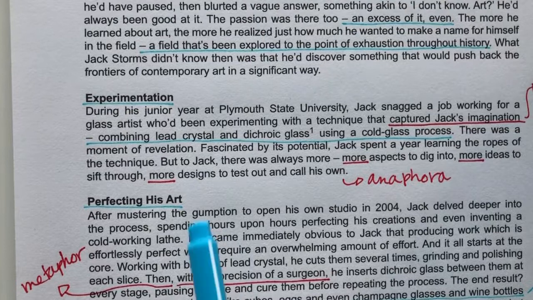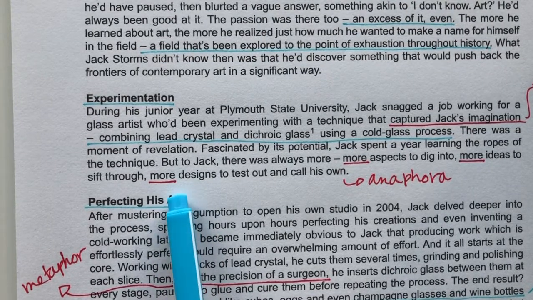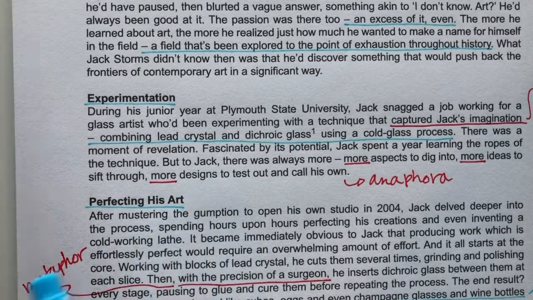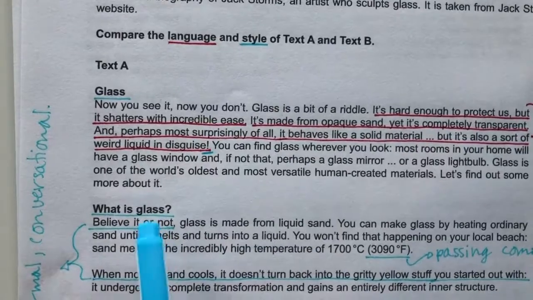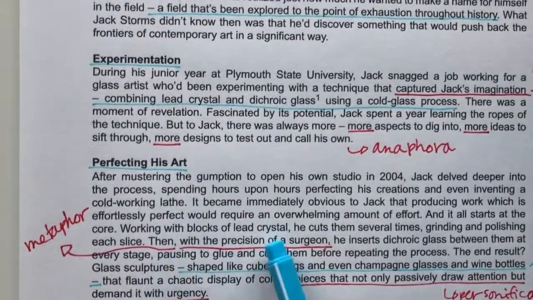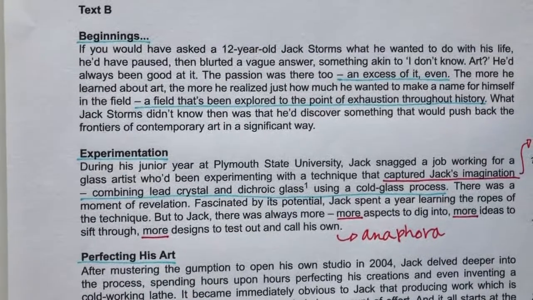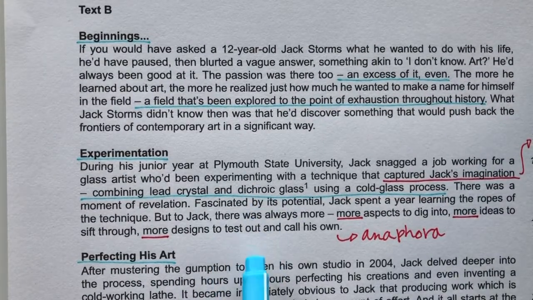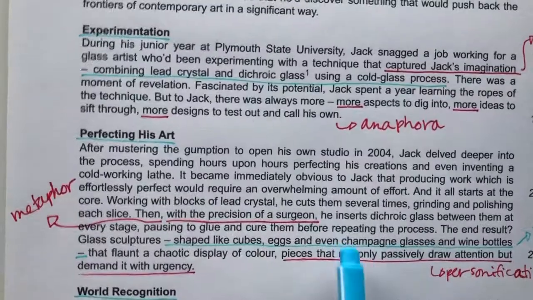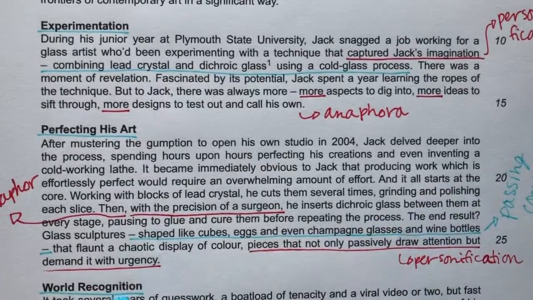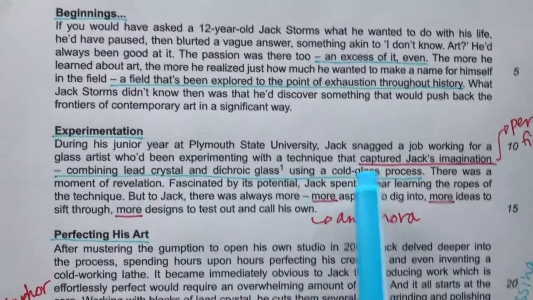So here the subject of the subheadings is Jack Storms. So it's talking about Jack Storms, but the other text is talking about glass specifically, okay? So that's the difference, but also it's a similarity. They both use subheadings. Another thing that is similar yet different that I noticed is we have the same style that is used for passing comments, right? So you have passing comments here.